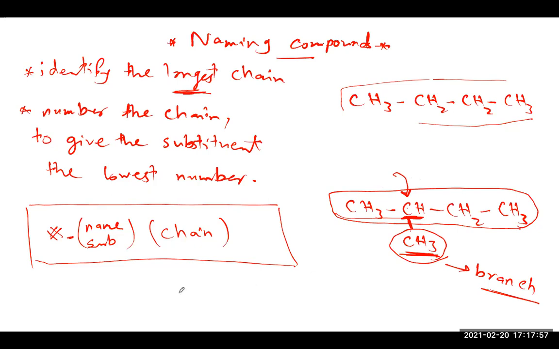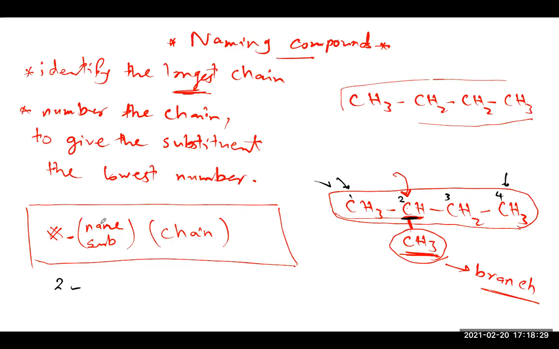Here I will try to do the first one. First, we already have the longest chain, because we have 1, 2, 3, 4 carbon atoms. So this will be our chain. We have two ways to number them. We can number from right and we can number from left. If we start numbering from left, this one will take 2, right? But if we start numbering from right, this one will take 3. So I will start from left because this will give the substituent the lowest number. So I will start by writing the number of the substituent, which is 2.